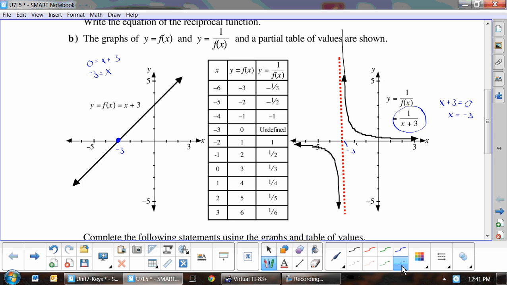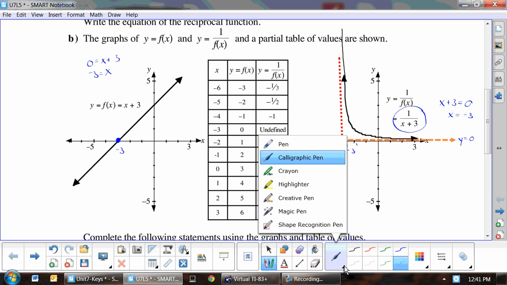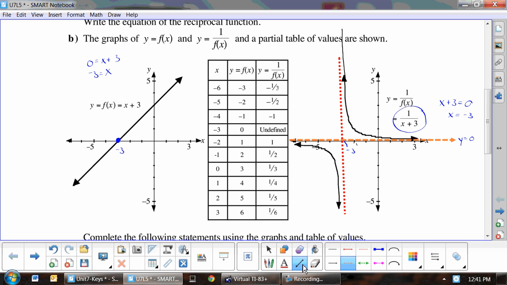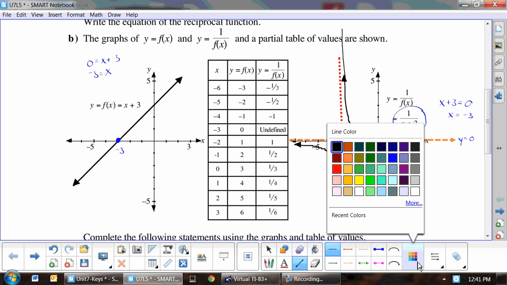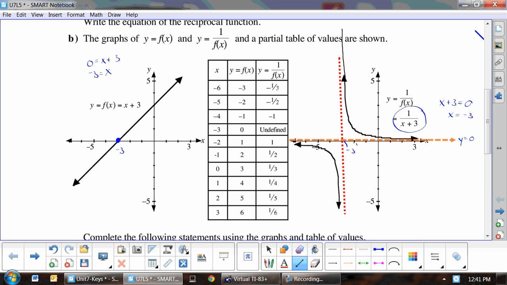Yes, Josh? That's a good question, because it looks like we have one here as well. And yes, we do. Well, in my graph it does. So we have this one at -3, and this one at y is equal to 0. Before we talk about that, we're going to talk about a few other things. What I'm going to do is draw our original graph and our reciprocal graph on the same one. So I'll go like this.